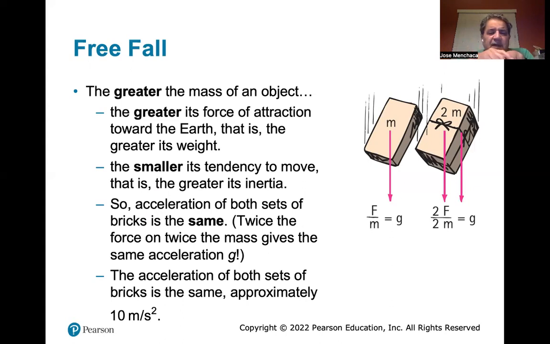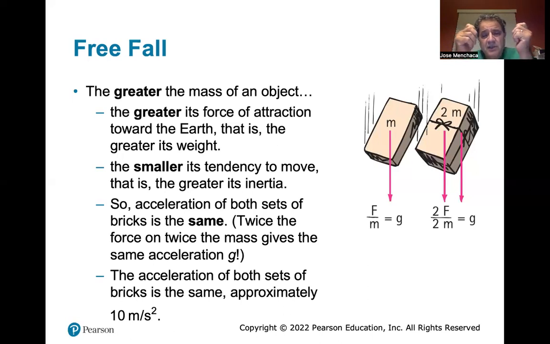The greater the mass of an object, the greater its force of attraction towards the Earth. That is, the greater its weight. The smaller its tendency to move, that is, the greater its inertia. The more you double it, the greater inertia it has. It doesn't want to be moved. Or if it's moving, it wants to stay moving more than one that's half of the mass. So acceleration of both sets of the bricks is the same.